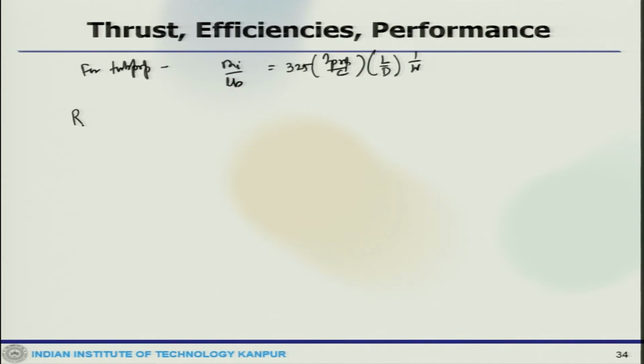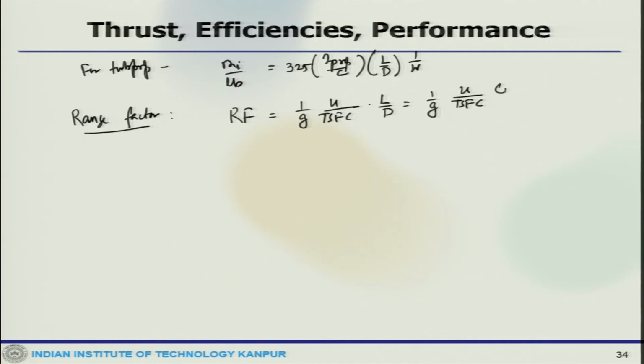So, one can define this range factor, and which says that range factor is 1 by G U by TSFC into L by D, or 1 by G U by TSFC CL by CD. So, the minimum fuel consumption for a distance occurs at the condition where range factor is maximum. Okay. So, that is what it is.